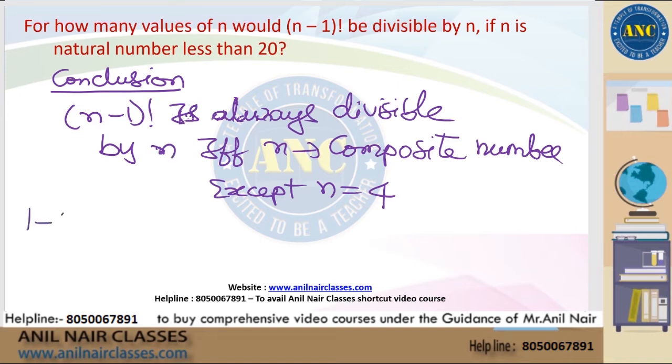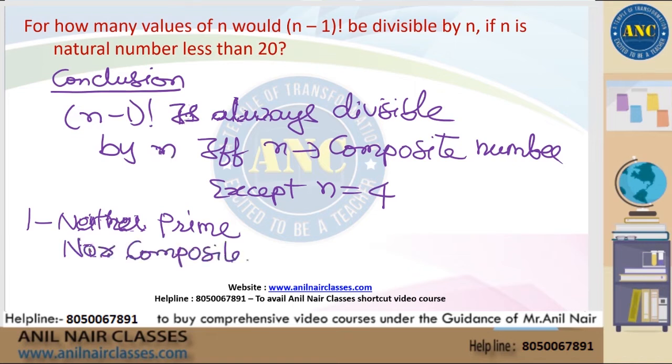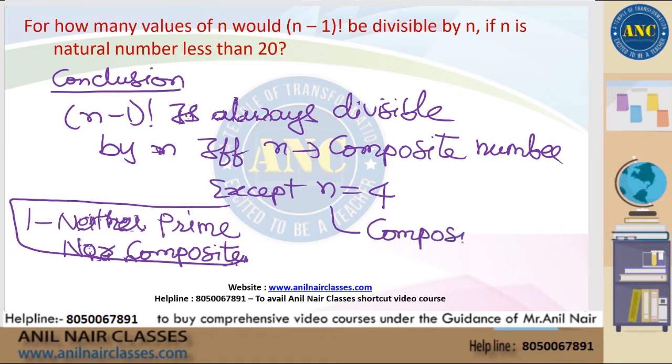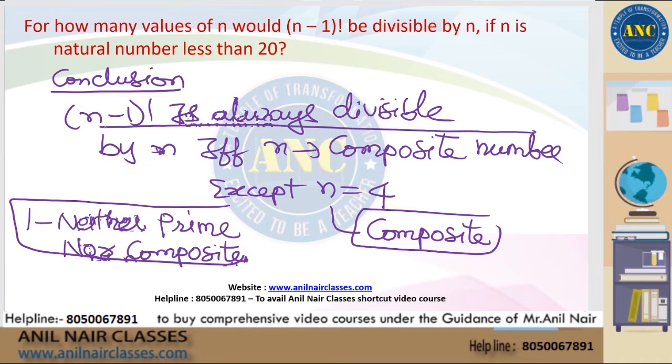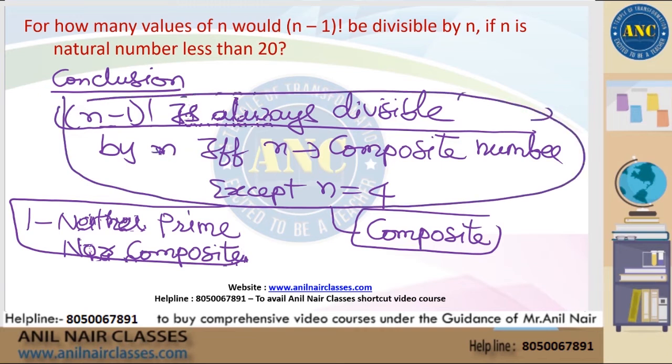One is neither prime nor composite. I am writing a line for composite number, so there is no question of 1. If the question is about a composite number, this is the condition. If the question is about a natural number, then include n equivalent to 1.